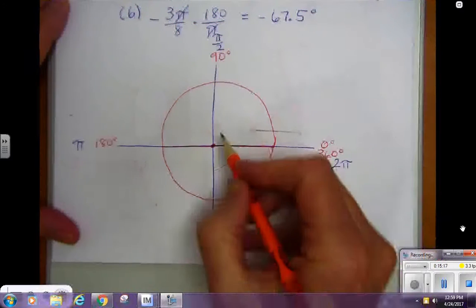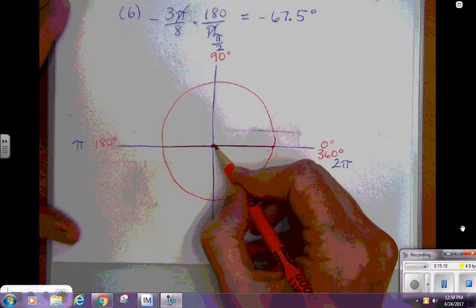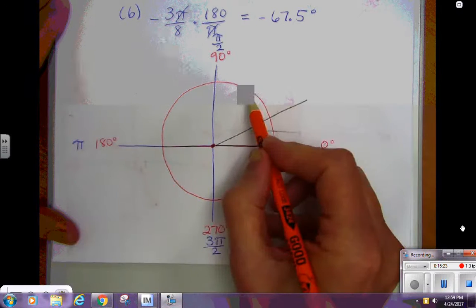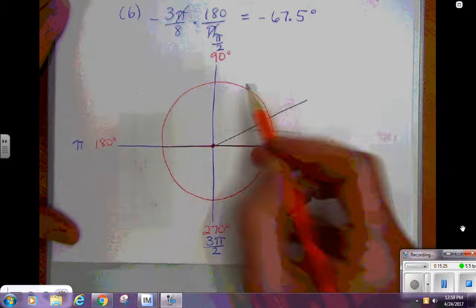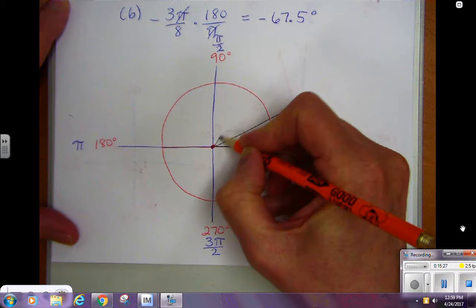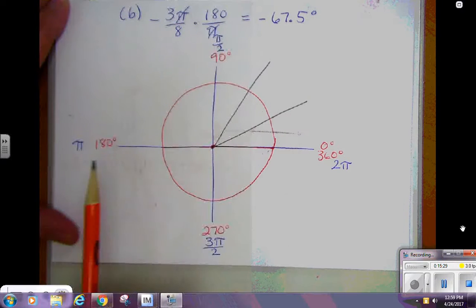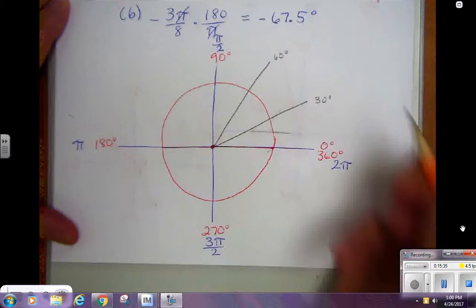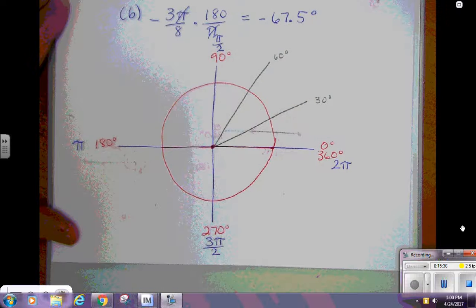But if I go 30 degrees up and then add 30 more degrees, what would that be? 60. Oh, got it right. Add 30 more degrees, and what would that be? 90. Okay, so this is 30 degrees. This is 60 degrees. Let's go ahead and do the whole top part of it.